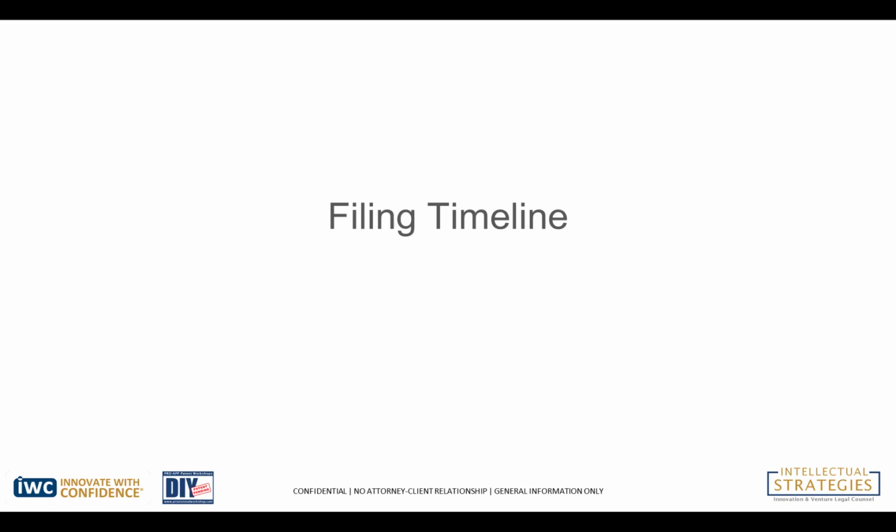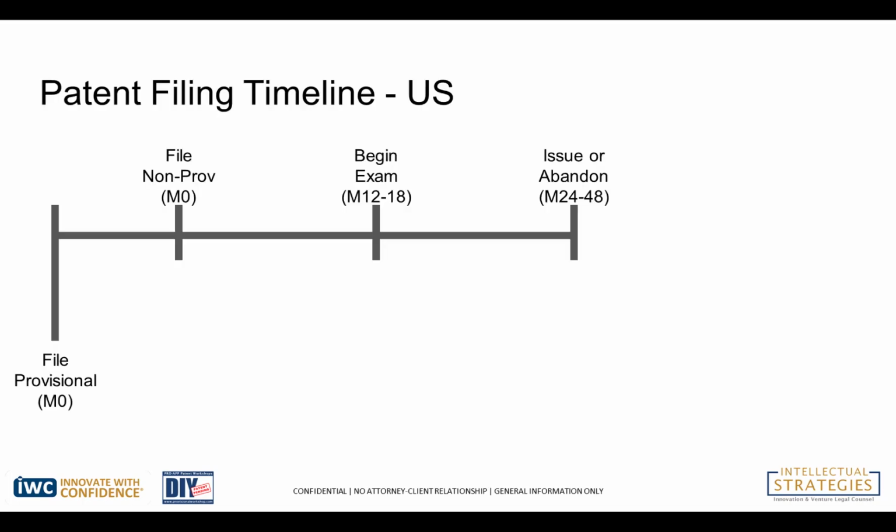Let's get started. On the screen, I'm showing the typical timeline for a U.S. patent application process. This includes filing both a provisional utility patent application and a non-provisional utility patent application. This timeline is labeled with a couple different points in time that are important in the process. All of the other things that happen in between are less important than these times.